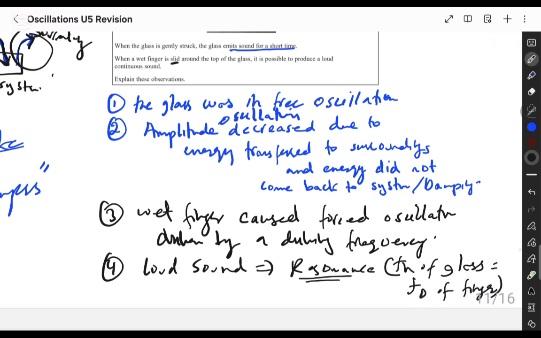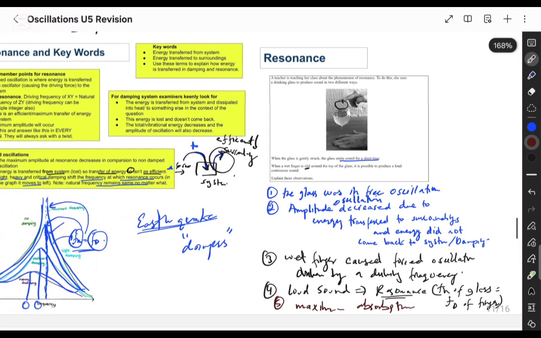Okay? And because of this, there was maximum absorption of energy, and the maximum possible amplitude was generated as well. Okay, so that's going to be your answer.